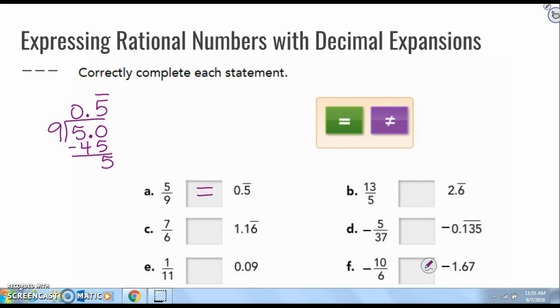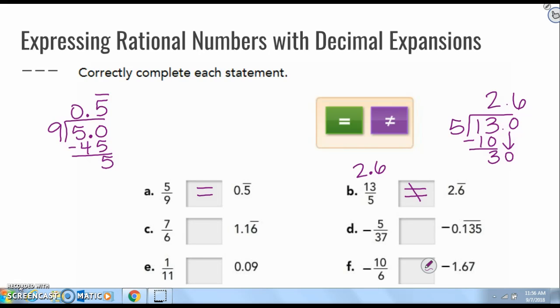Let's look at letter B together. 13/5. Here we're going to divide 5 into 13. 5 divides into 13 2 times. 2 times 5 is 10 with 3 left. We add our decimal and a 0. 5 divides into 30 6 times. 13/5 as a decimal is 2.6. The 6 does not repeat, so our answer is not equal.